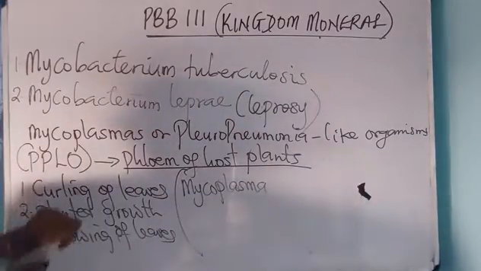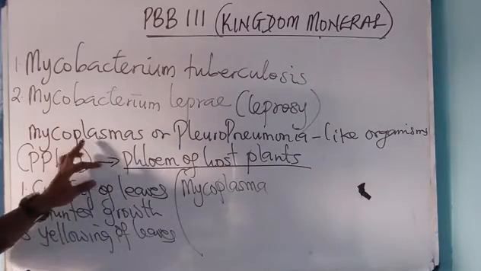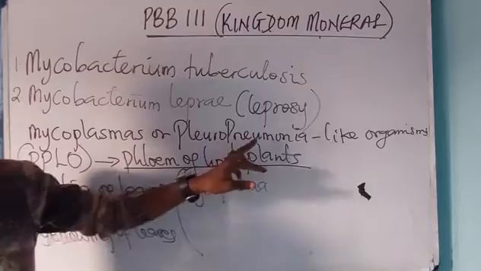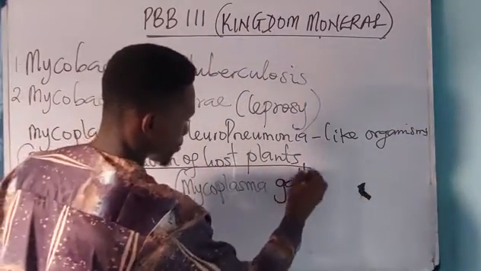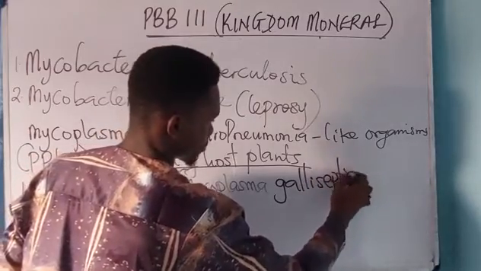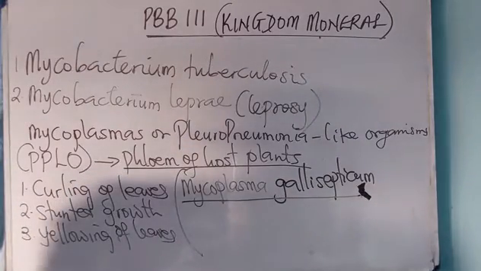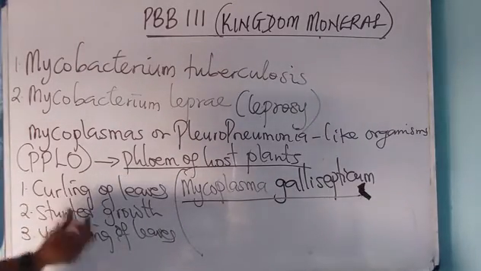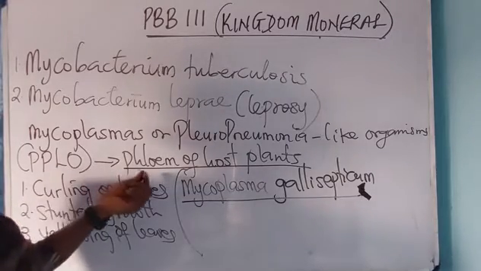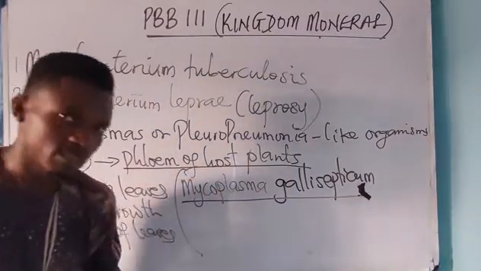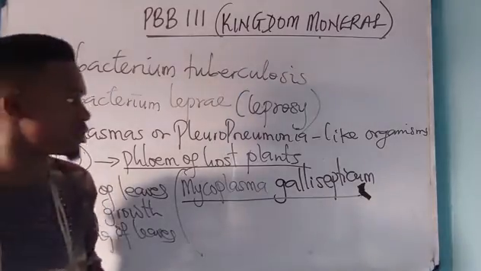I'm almost rounding off. A good example of such a mycoplasma or pleuropneumonia-like organism is called what? Mycoplasma gallisepticum. So Mycoplasma gallisepticum has the ability to cause diseases. These are abnormalities. Where are they found? They are found in the phloem of a host plant, in order to interrupt the movement of what? Food through translocation.